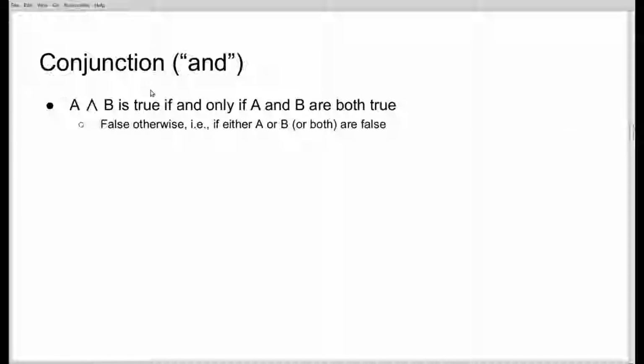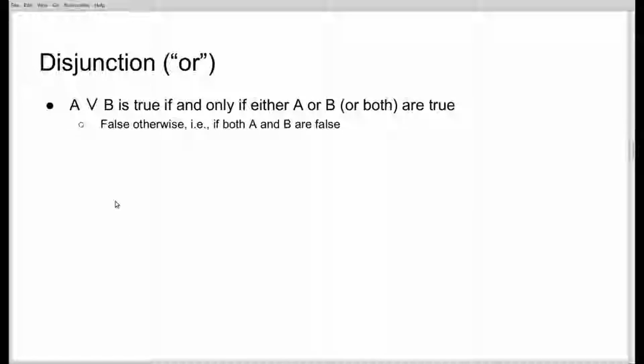First, the conjunction operator, that means and. So an expression of the form A and B, that expression is true if and only if both A and B are true. So if either A is false or B is false, or both A and B are false, then A and B is false.